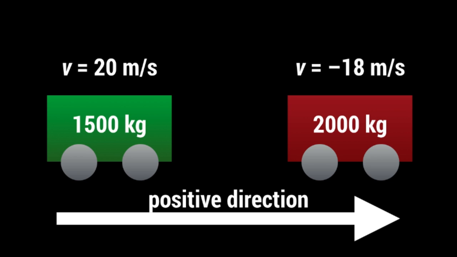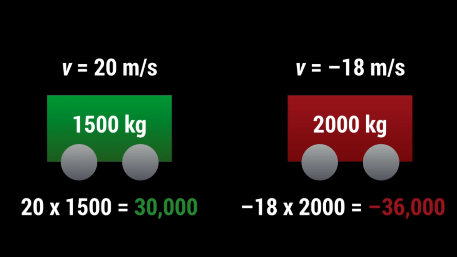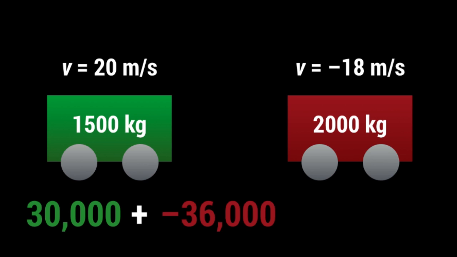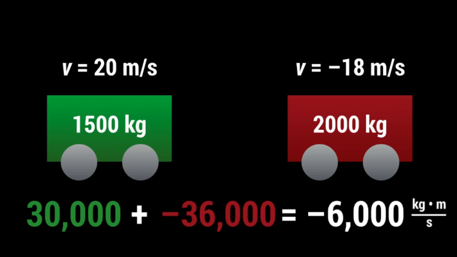Now that we know the velocities and the masses of both the objects, it'll be really easy to figure out the momentum of both the objects. All we have to do is multiply the mass by the velocity for both of them. So, we can determine both the mass and the velocity for the green car and the red car. To find the total momentum of the entire system, all we have to do is add the momentum of the green car and the red car, and we will end up with negative 6,000 kilogram meters per second. That's the momentum of the whole system.